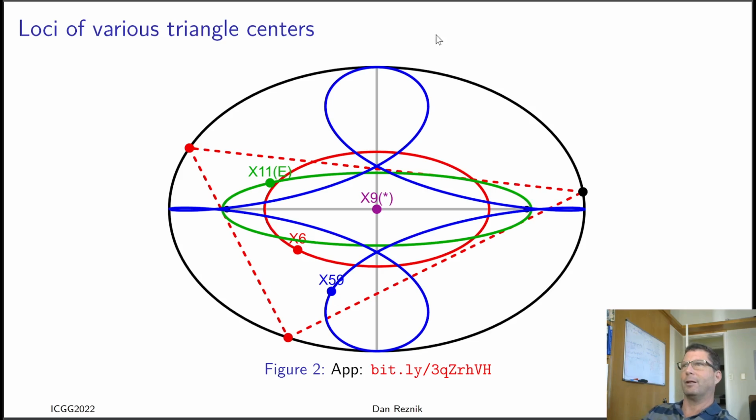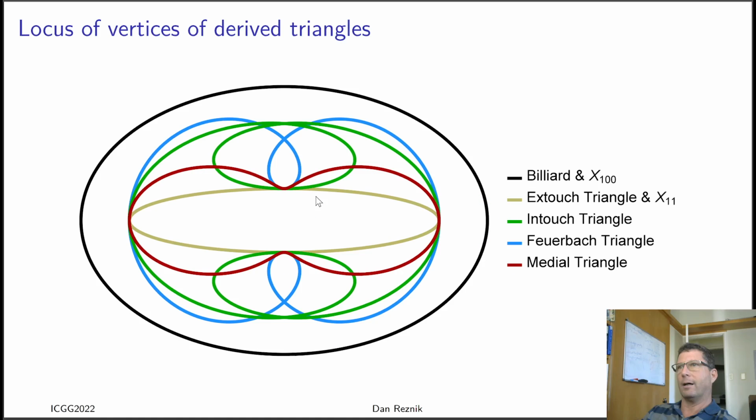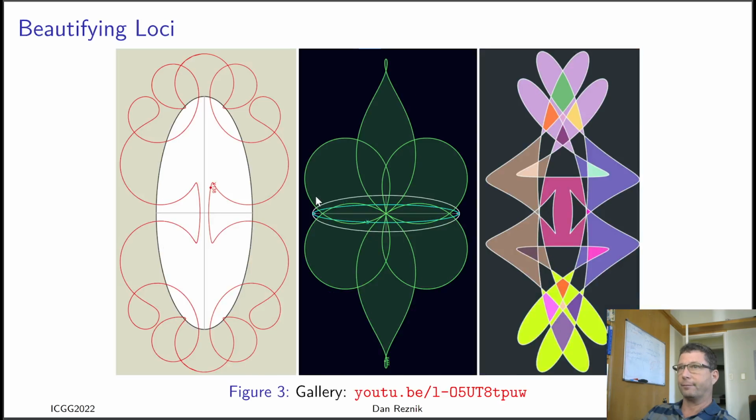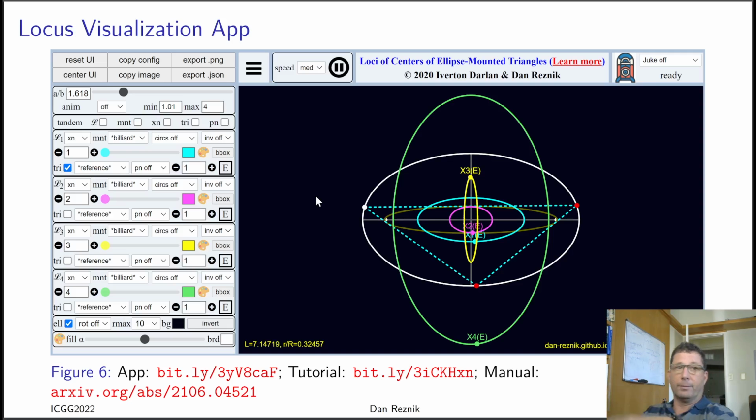So for example, here's another set of loci, Poncelet loci of triangles. As I had already been studying these for a while, I had developed a tool to analyze the geometry of loci of triangle families, right? So let me open this up very quickly so you can see what this tool does.